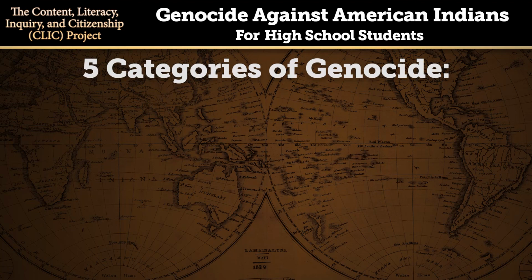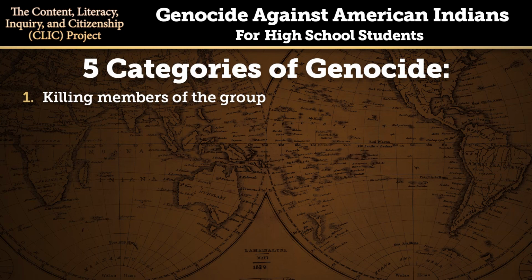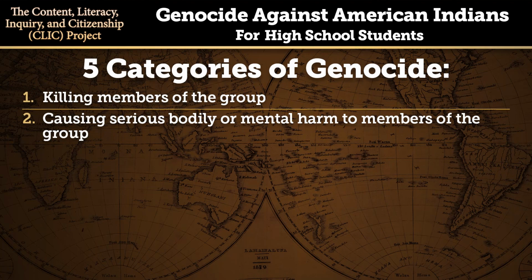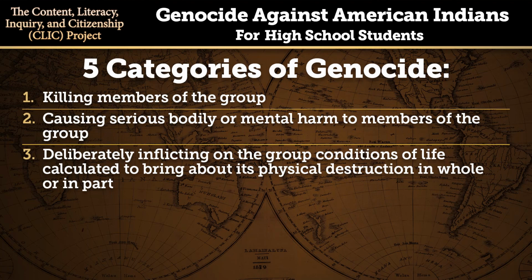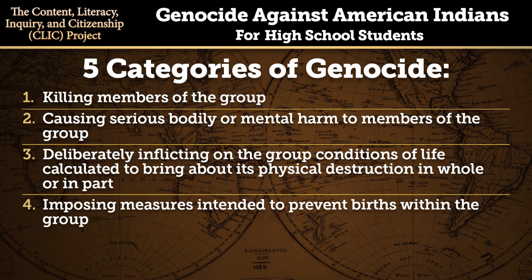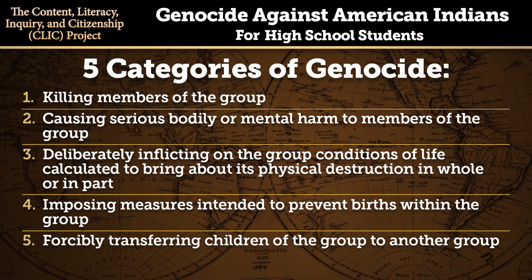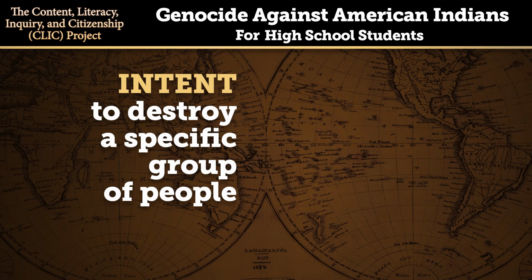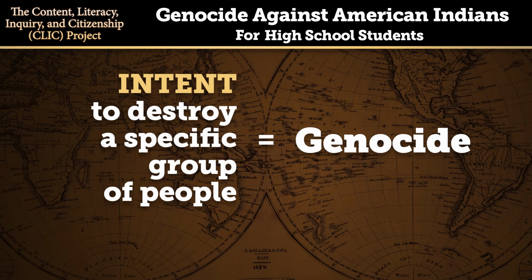There are five categories of genocide according to the United Nations. 1. Killing members of the group. 2. Causing serious bodily or mental harm to members of the group. 3. Deliberately inflicting on the group conditions of life calculated to bring about its physical destruction in whole or part. 4. Imposing measures intended to prevent births within the group. And 5. Forcibly transferring children of the group to another group. To sum it up, if there is intent to destroy a specific group of people using any of the ways listed, then a genocide has occurred.